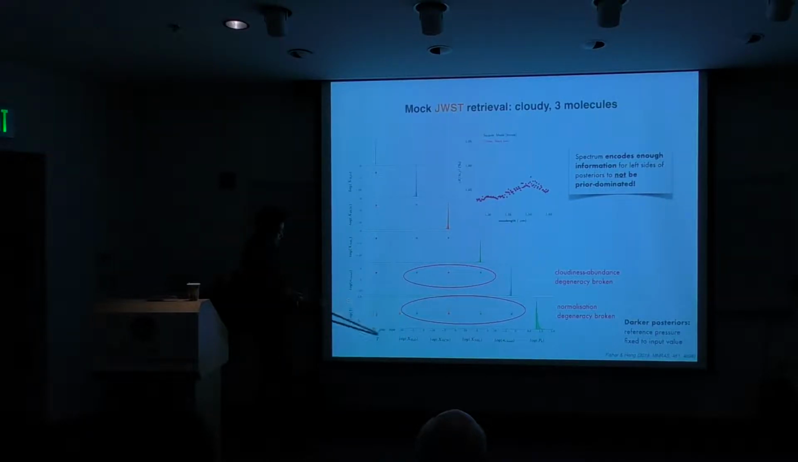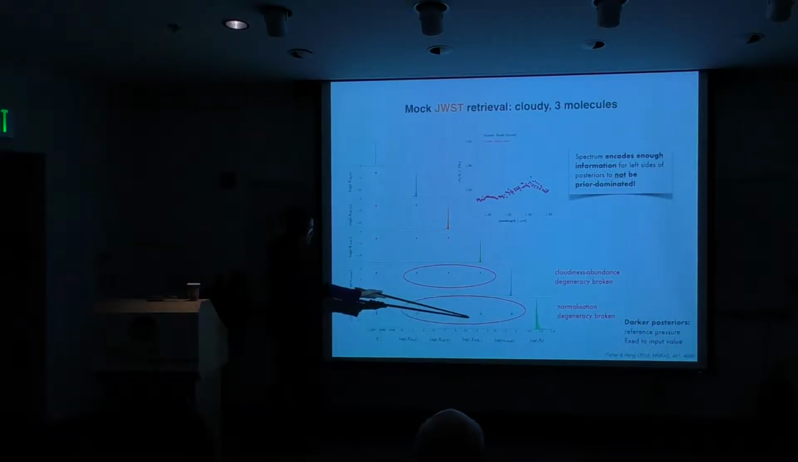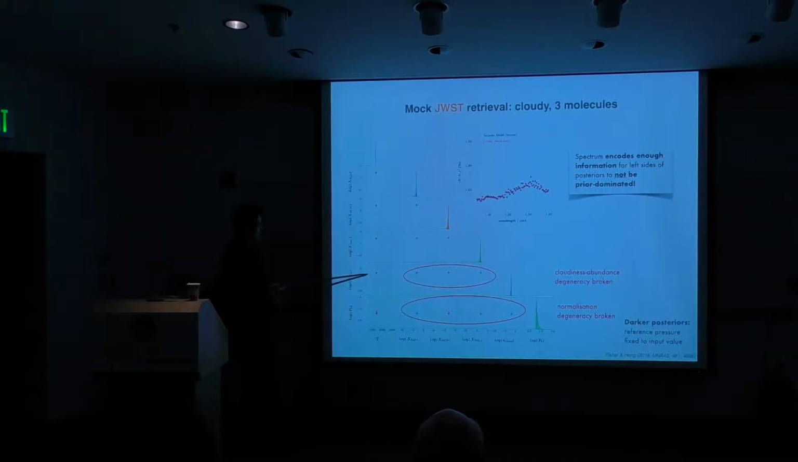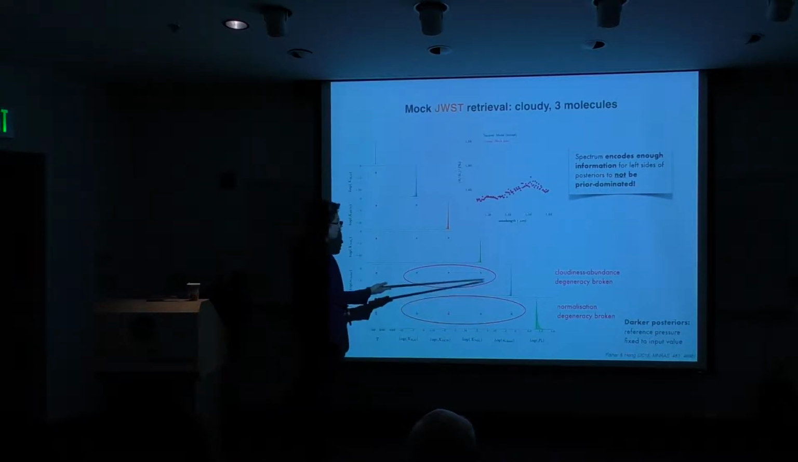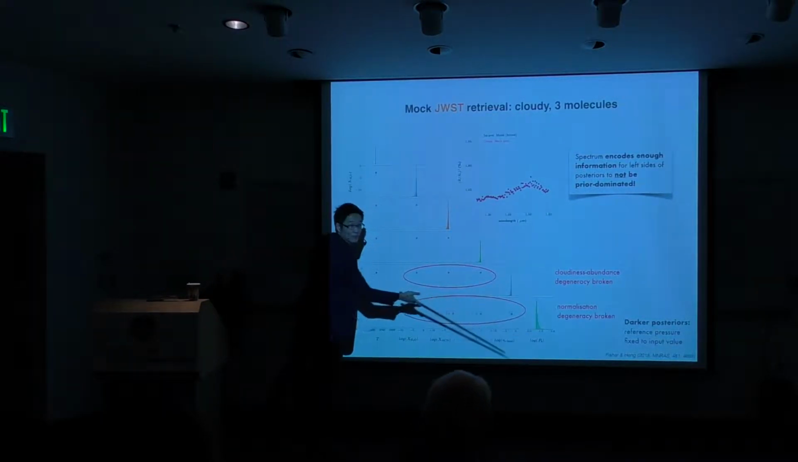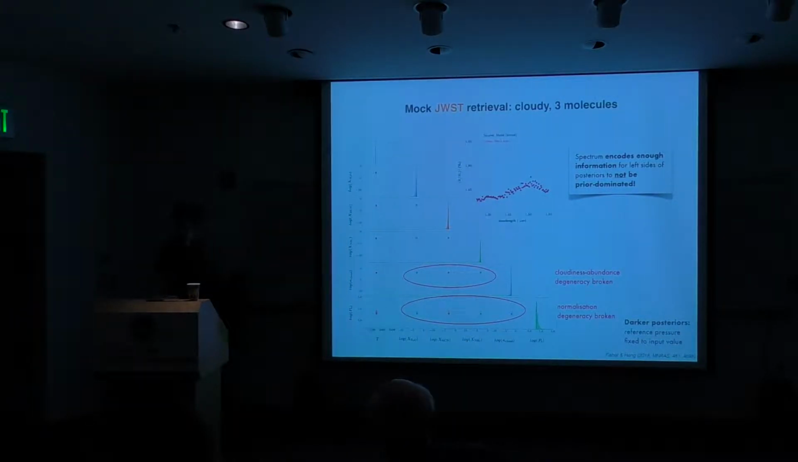And now you can see that the normalization degeneracy is gone. Right? There's no longer a streak. And the cloudiness degeneracy, at least for a gray cloud, is also gone. So the hope is that when you have data of this quality, you can actually have enough information in the spectrum to solve for the normalization and not be prior dominated by the right side of this reference pressure.